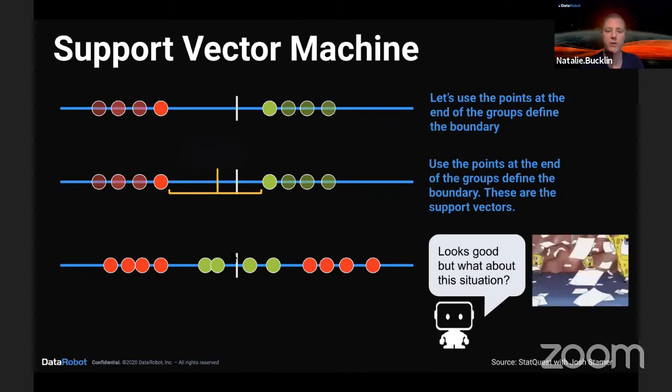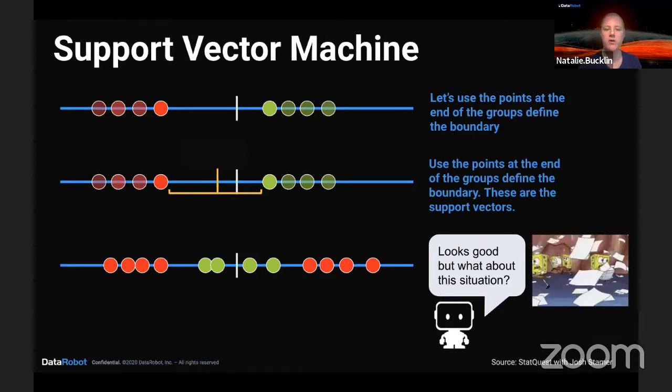So in this example, we have green points in the middle and we have red points on either side. So we can't draw a boundary that will separate this example. So what do we do? How can we solve this example? Well, we can still use a support vector machine, and the support vector machine has a really cool property.